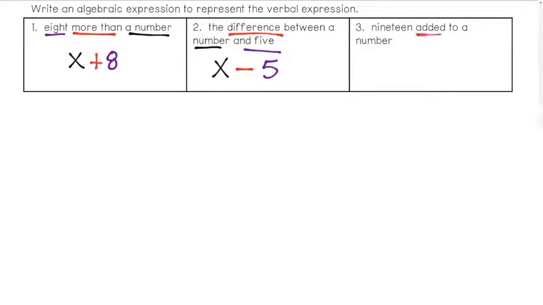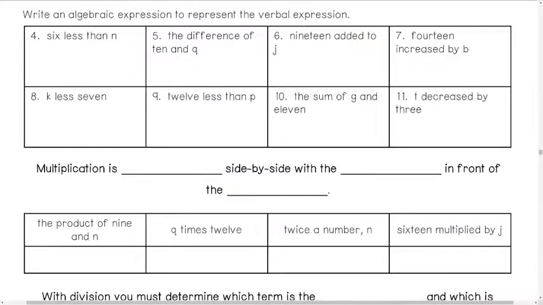Number 3, 19 added to a number. Well, that's kind of simple. It's just adding. So I go ahead and say that we're adding 19. So that's why I have to say x plus 19.